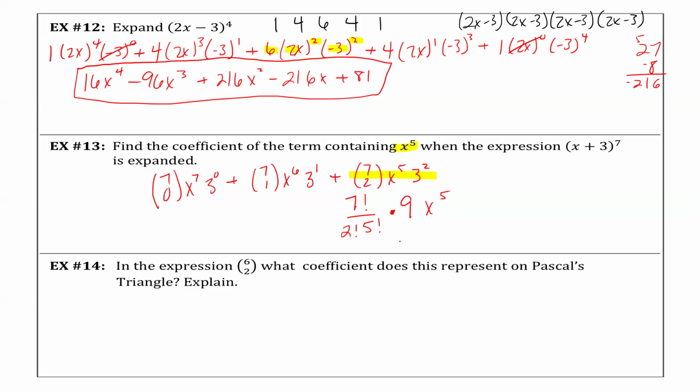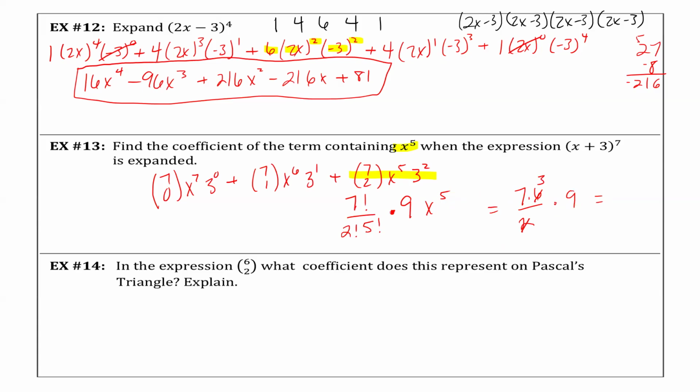This is a multiplication symbol because we have to multiply them. 3 squared? Yes. All right. How do I evaluate the factorial? 7. There we go. So we end up with 7 times 6 over 2 times 9, which equals what? I'm going to cancel out the 2, turn this into a 3.